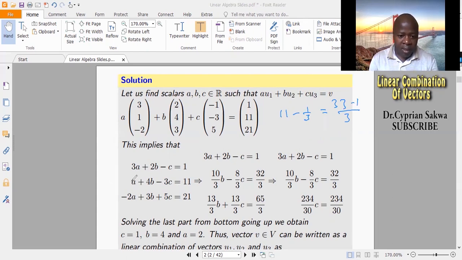Now, I achieved getting a 0 in this position, so the other thing I want is a 0 in this position. So to get a 0 in this position, I will take row 3 plus 2 over 3 of row 1. So if I take row 3 plus 2/3 of row 1, let me see what I have as my new third row.